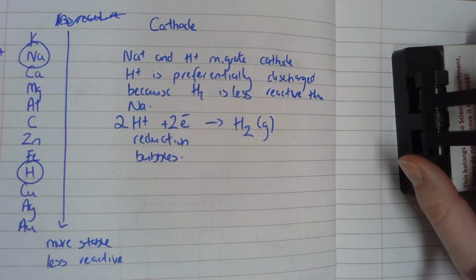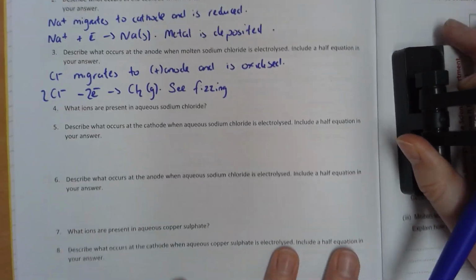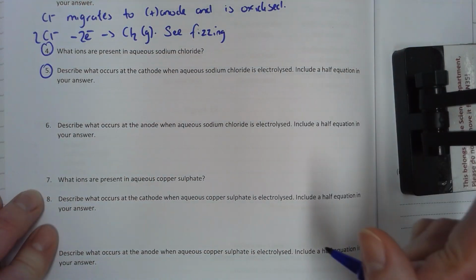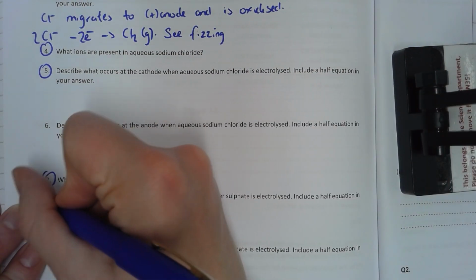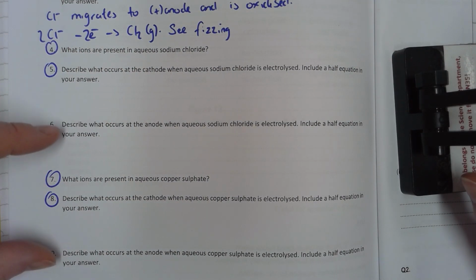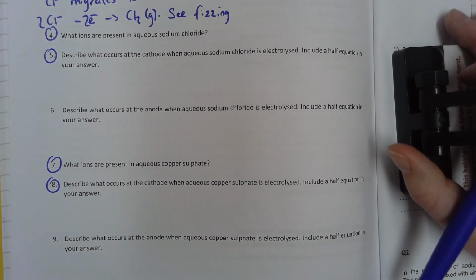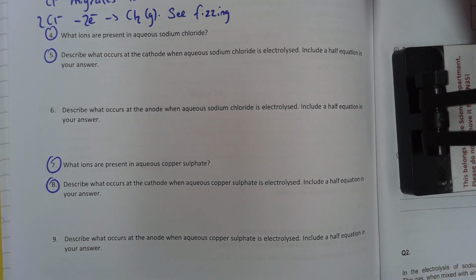I want you to have a go at this yourself. If we come back over here to the questions, don't do 6 yet, just do 4, do 5, do 7 and do 8. So don't do the anode, just do the cathode, but do the cathode for 2 different electrolytes and see how you get on. So please do press pause and actually try this for yourself.